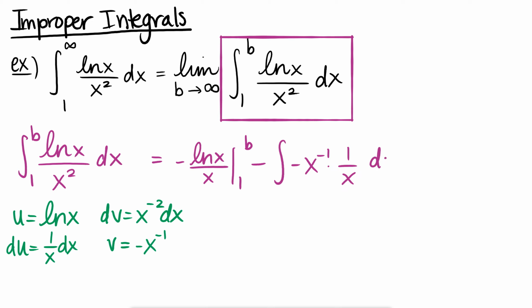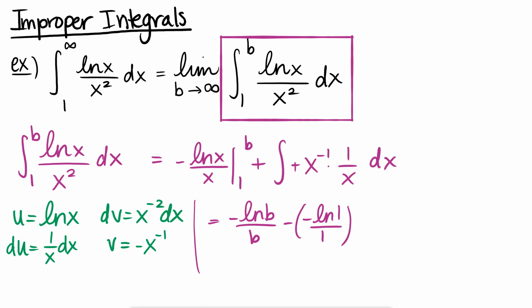Okay, so what does that give us then? I'm going to put in my b and my 1, so I get a negative natural log of b over b minus the negative natural log of 1. That's nice, because natural log of 1 is going to be 0. This becomes plus, and then what is this stuff right here? Well, this is just x to the negative 2, because this right here is x to the negative 1.